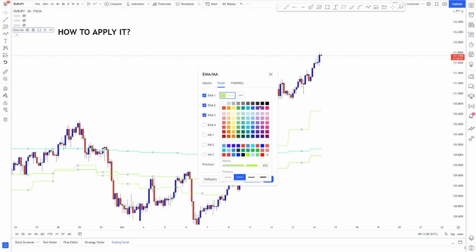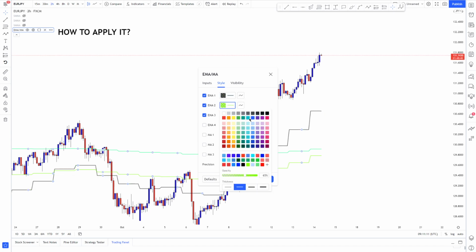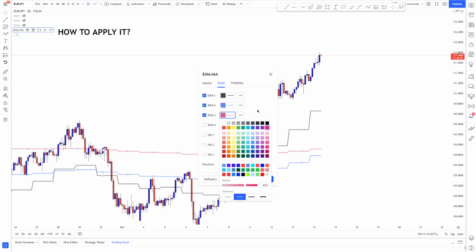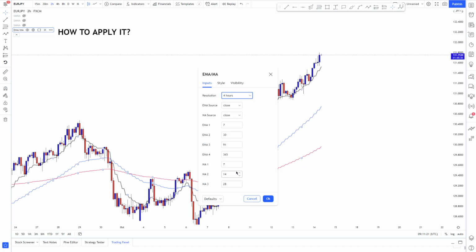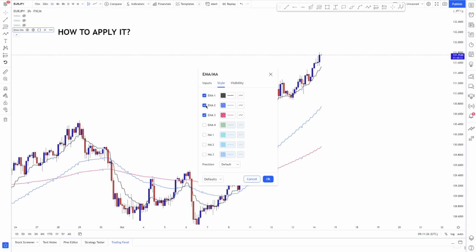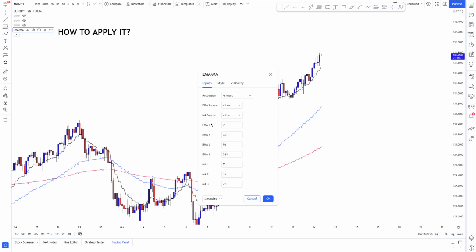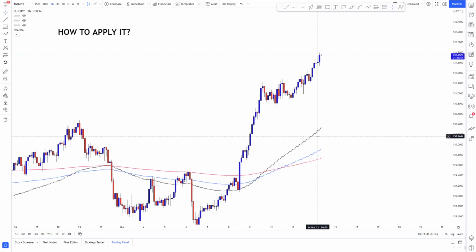The colors are completely up to you. Let's go first one black, second one blue, and the third one red. Now inputs: this is the daily, so let's do the 4-hour. You want to select the 4-hour time frame, and let's input the numbers. Because I only triggered the first, second and third, it's going to be EMA 1 at 50, EMA 2 at 100, and EMA 3 at 200. So now I have the same thing, just an exponential moving average on the 4-hour time frame.